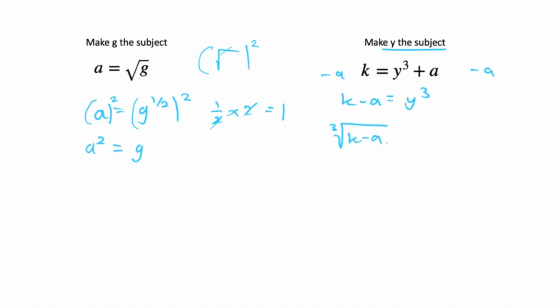K minus a and cube root y minus 3. Now if we do this, the cube root and the power of 3 will cancel out. So you're left with cube root of k minus a equals y.